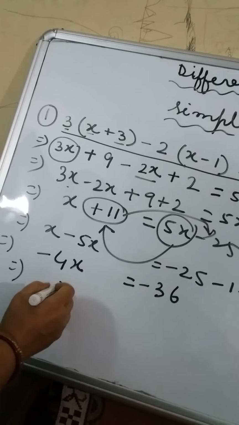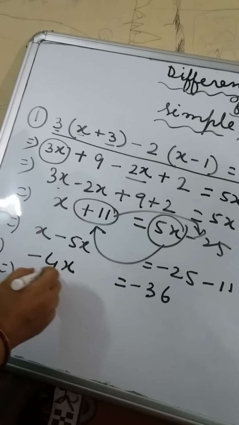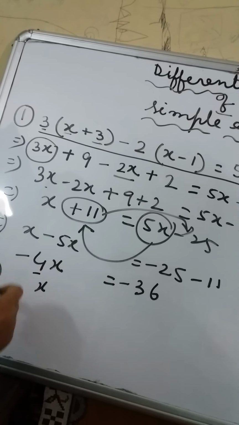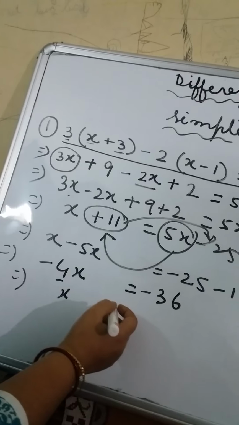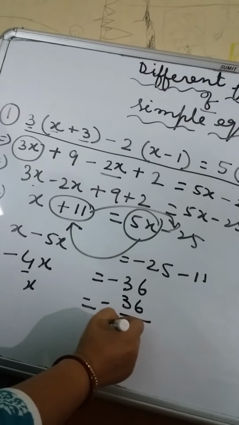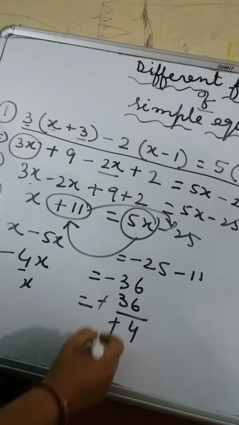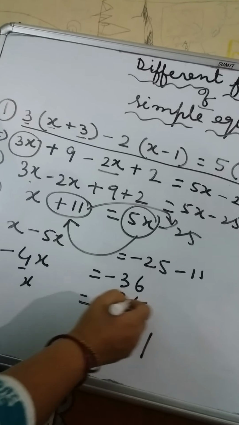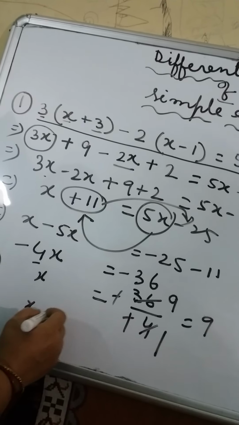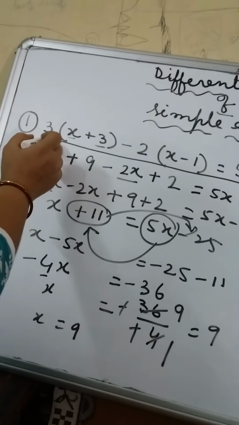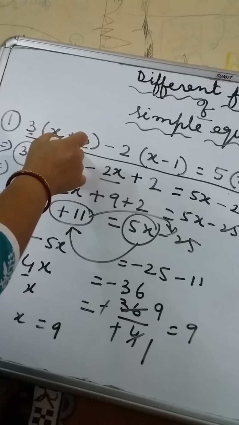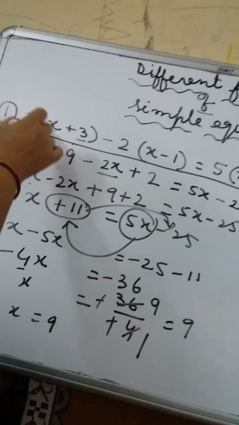And for x, you have to divide this by 4, or rather minus 4. So minus 36 by minus 4. Minus minus will get cancelled. 4 1s are 4, 4 9s are 36. So the value of x is 9. Whenever there is a bracket, that bracket has to be opened by multiplication this way.